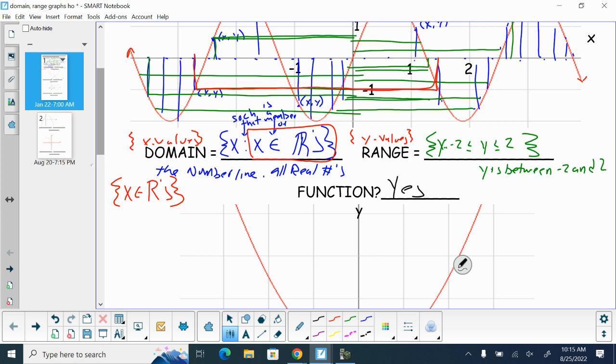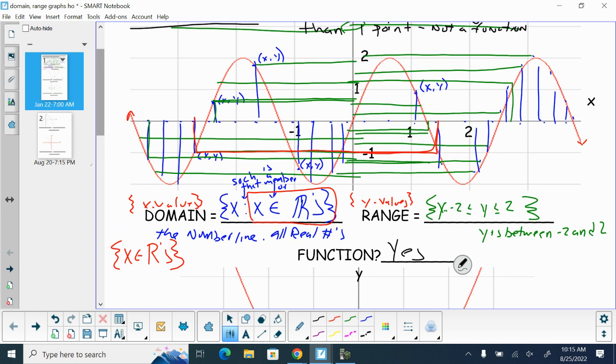And a little sidebar, this here is a graph of a sine curve. When we get into graphing sine and cosine, the roller coaster is a sine curve or a cosine curve.